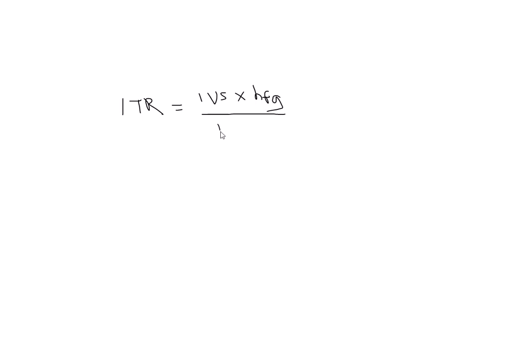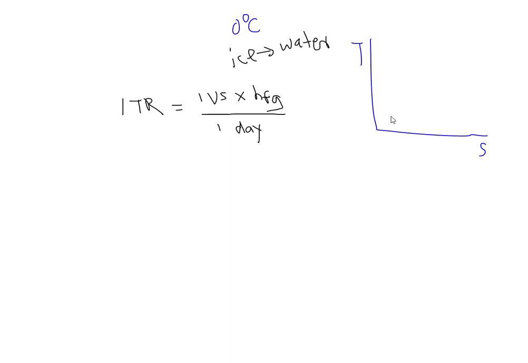In 1 day. So what is to be done? 1 US ton of ice is to be converted into water at the same temperature. So the conversion is happening at 0 degrees Celsius, at the same temperature. So if we plot the process on the T-s diagram, then we'll find the phase change is happening at constant temperature.